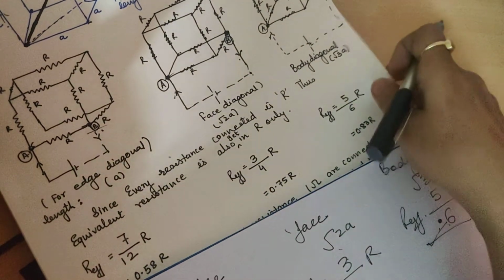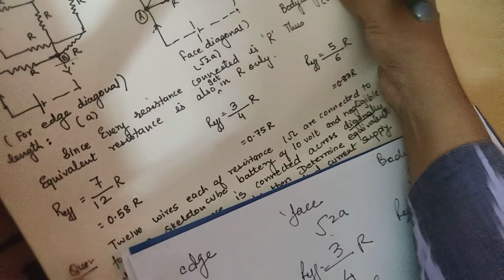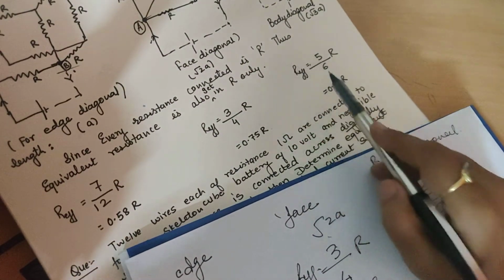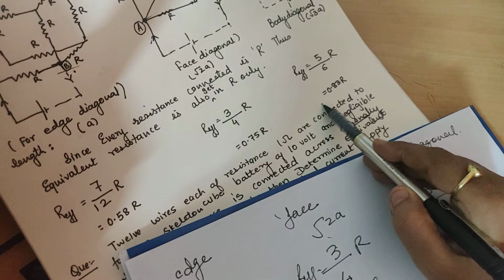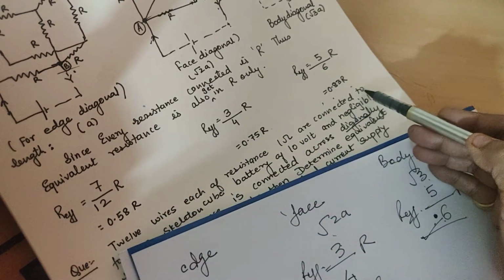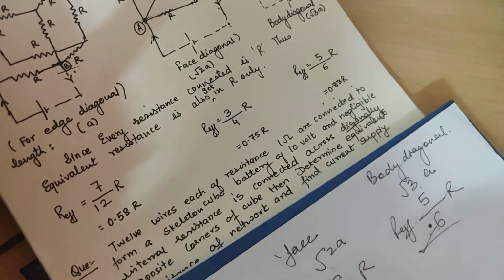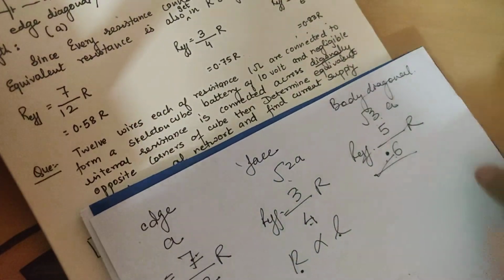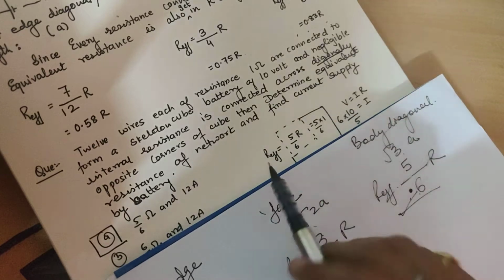Now you can check the length, which part is more. Definitely it is the body diagonal, so the resistance comes out to be more. You can check also. Now see one example which makes it very easy to apply the short tricks and find the answer.